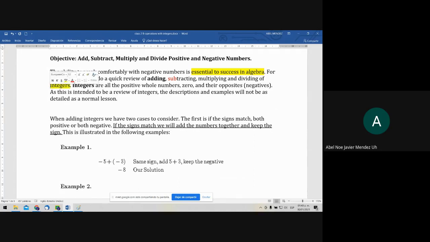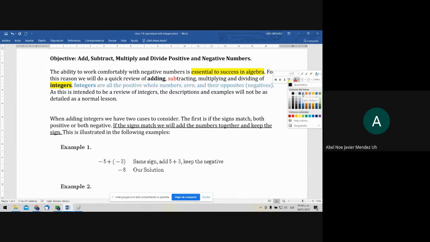Do you remember the classification of numbers? Do you remember which are the integers? If you forget it, we have here the definition of integers, don't worry. I'm going to mark it in blue. Integers are all the positive whole numbers, zero, and their opposites, the negatives, okay? Those are the integers. This is only a review, okay?